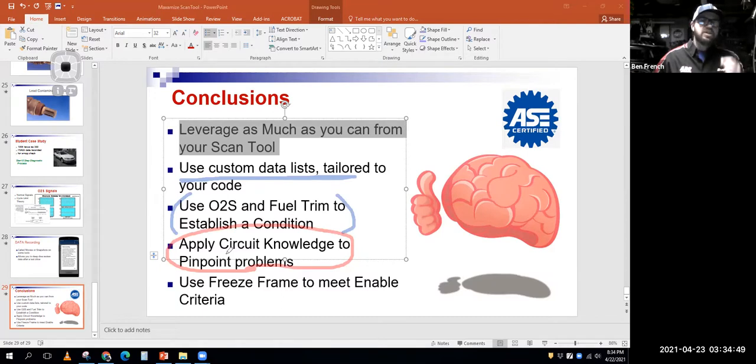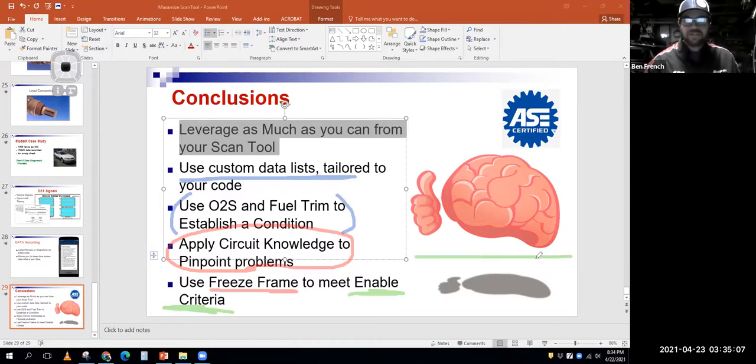And of course, before you're done, once you make your repair, you always want to use that freeze frame data to meet your enable criteria and run that thing again and check for pending codes to make sure we have really done good verified repairs. And if you do that, you're going to be a smart dude. You're going to be getting it done right. And you'll have happy customers, that's for sure.